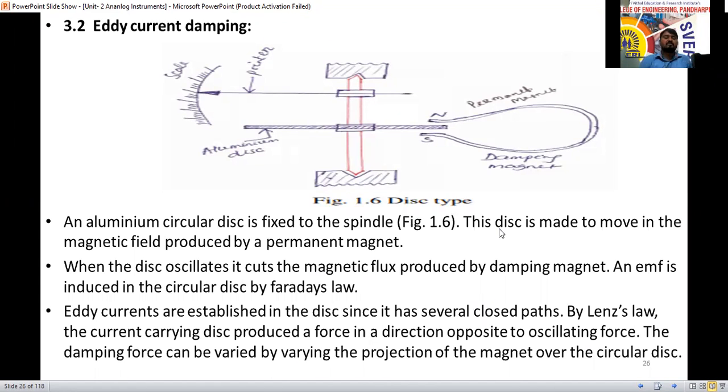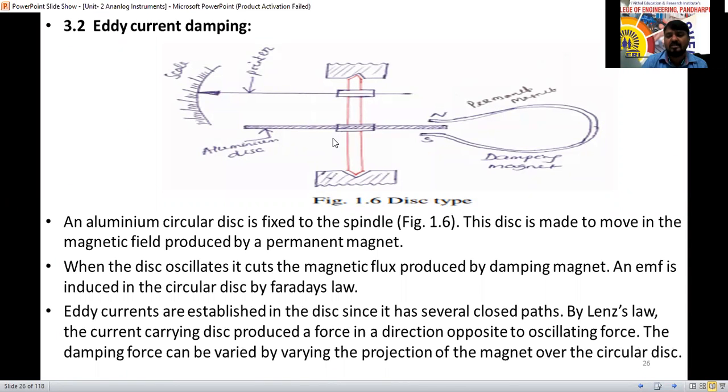The third method is, the first one is the weight method, the second one is the air compressor, and the third one is eddy current damping. Eddy current damping is nothing but here the pivot is there and the spindle is connected to the bearings, and here we are using the moving coil. That is connected to the spindle, which is connected to the pointer. But this spindle is also attached with some aluminum disc.